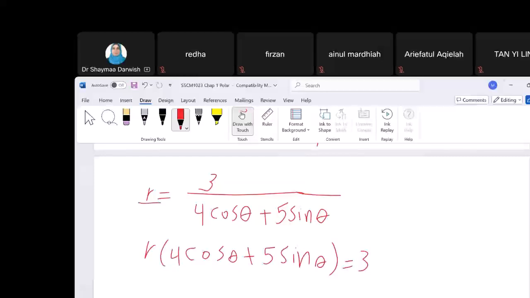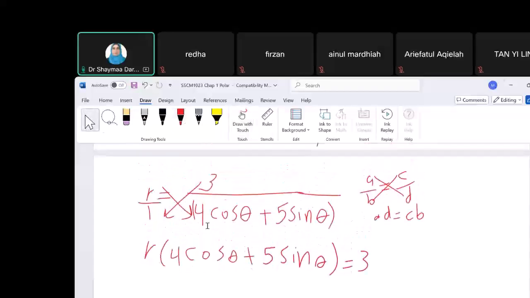Actually, because this is r equal to 3 over the denominator, 3 times 1 should be equal to r multiplied by the denominator here. So r multiplied by 4 cos theta plus 5 sin theta should be equal to 3 times 1, which is 3. These two ratios are equal.